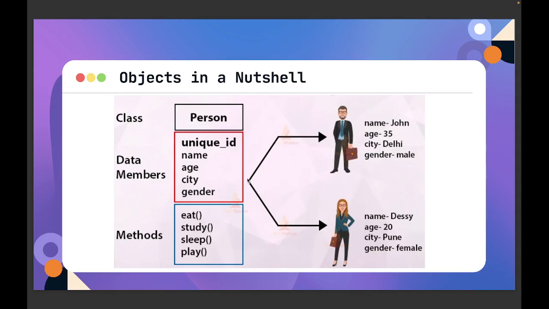Okay, so for example, you have a person class and you create it as an object, person 1. The name is John, 35, city Delhi, gender male. And for another person object, you're reusing the person class, but its content is different: Desi, age 20, the city is Pune, and the gender is female. So that's the purpose of an object. You can recycle the same class, but with different content per object.